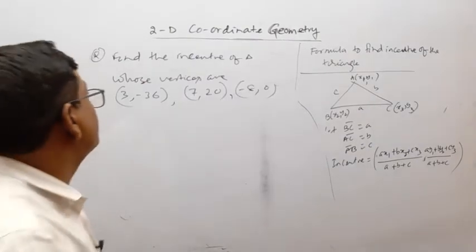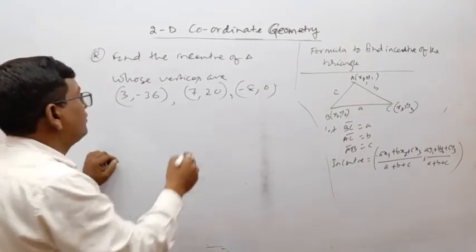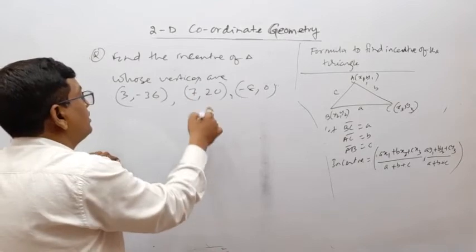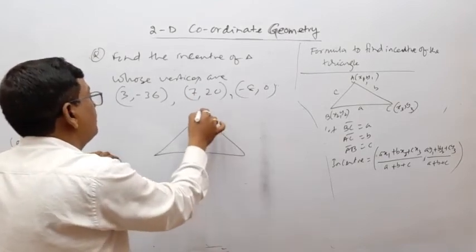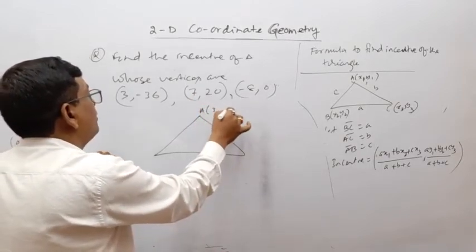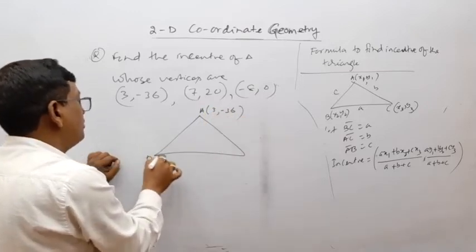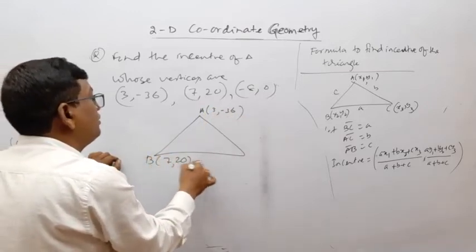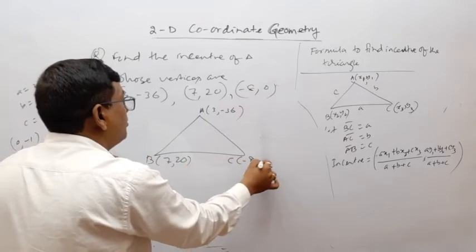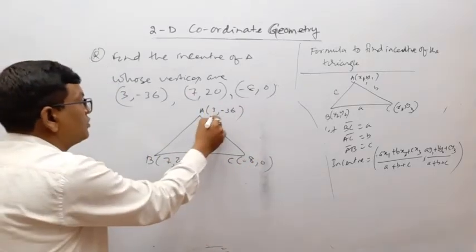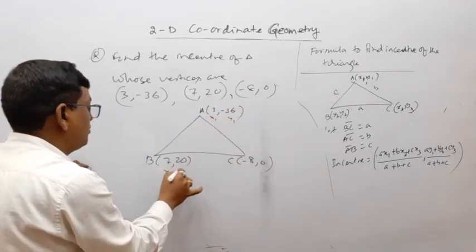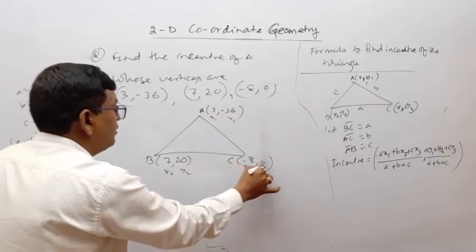Now find the incenter of the triangle whose vertices are A(3, -36), B(7, 20), and C(-8, 0). This is x1, y1, x2, y2, and this is x3, y3.